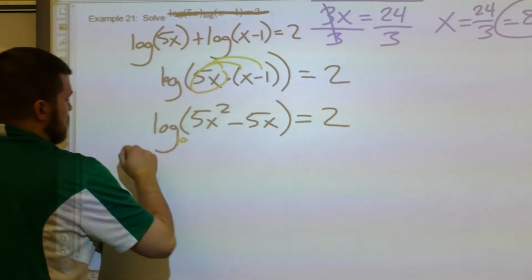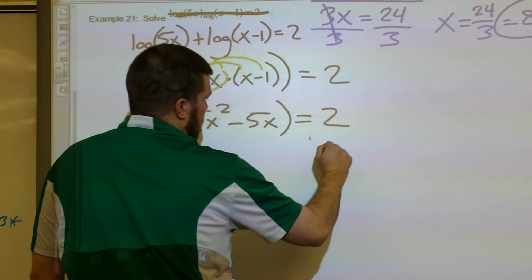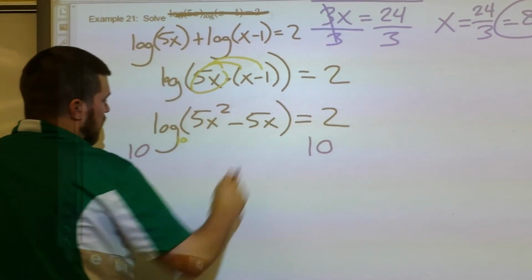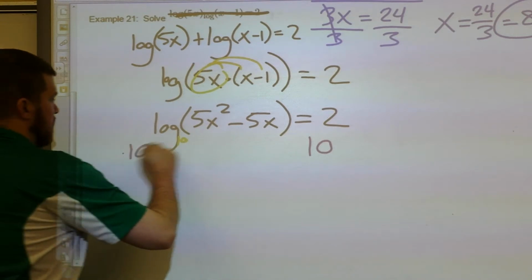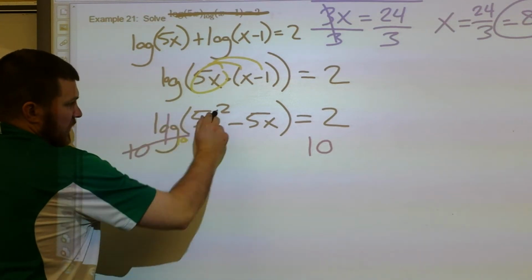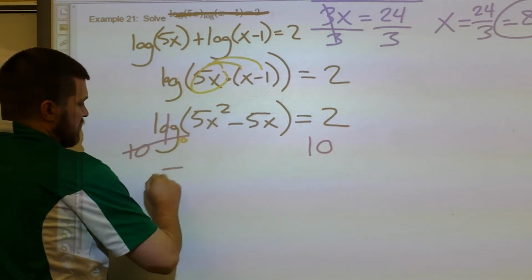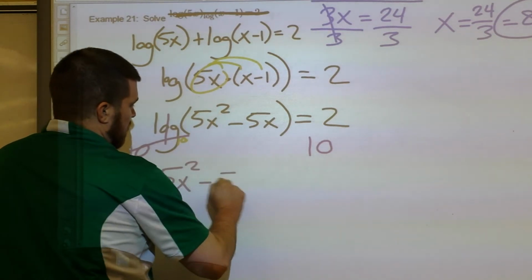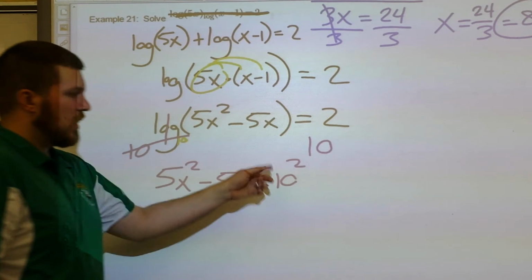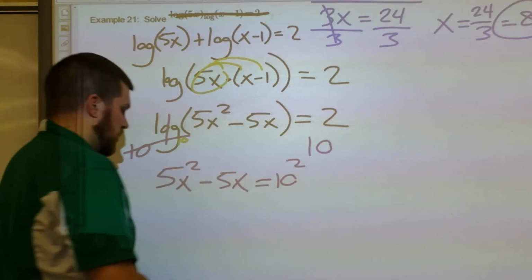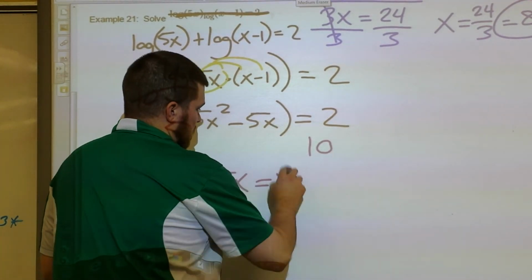I'll do that in purple. So base 10, base 10. Now my car is up in the air, but base 10 and base 10 are going to cancel out my log. So 5x squared minus 5x is going to fall down, and that's equal to 10 squared. I know 10 squared, though, is 100. So let's go ahead and change that.